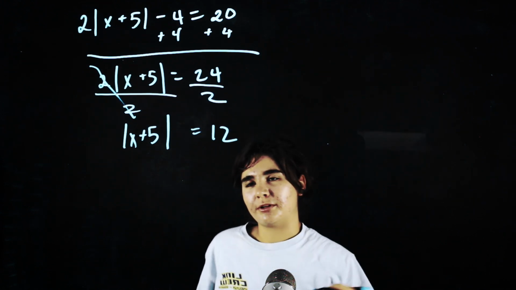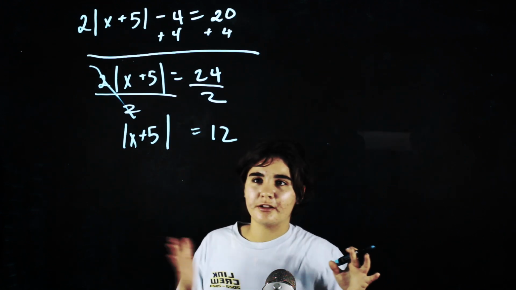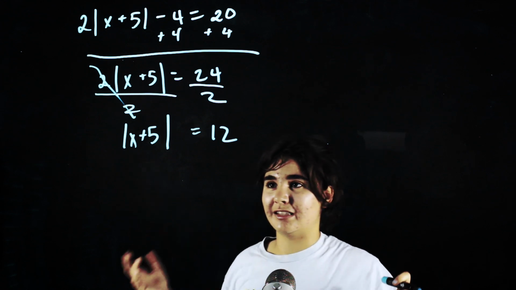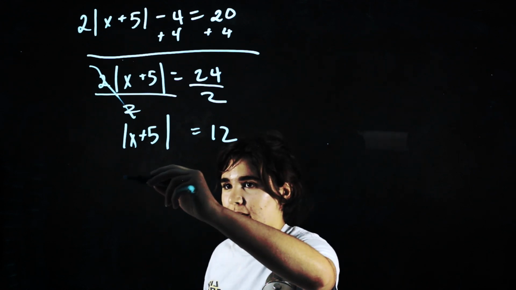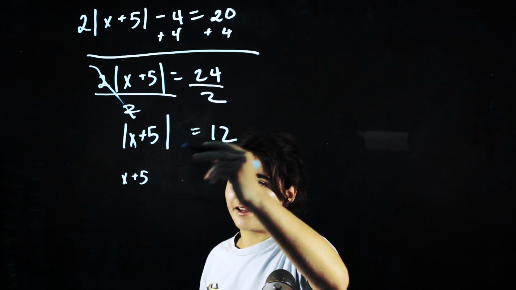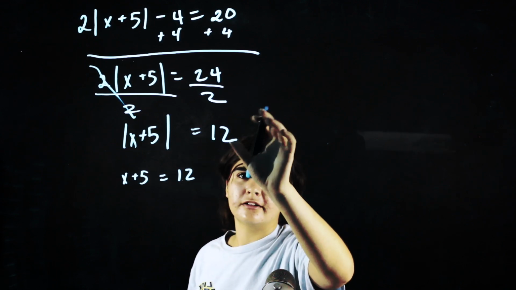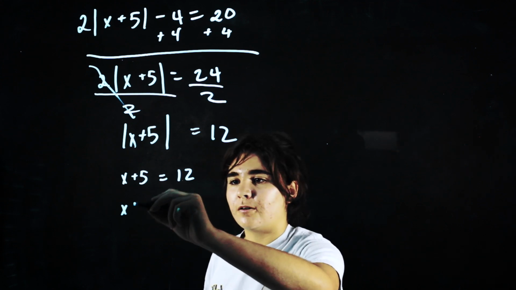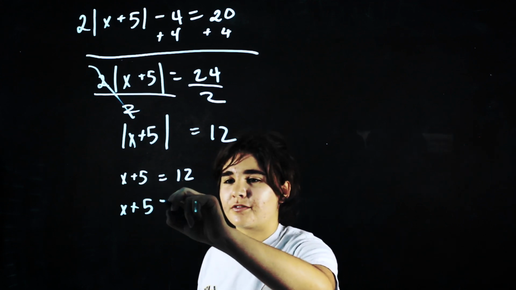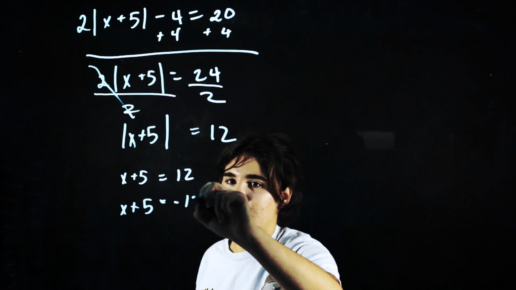And just like before, when you have an absolute value set equal to something and you're trying to solve for a variable in the absolute value, you can take the expression inside the absolute value, set it equal to the original other side of the equation, and you have to set it equal to the negative of the other side of the equation.